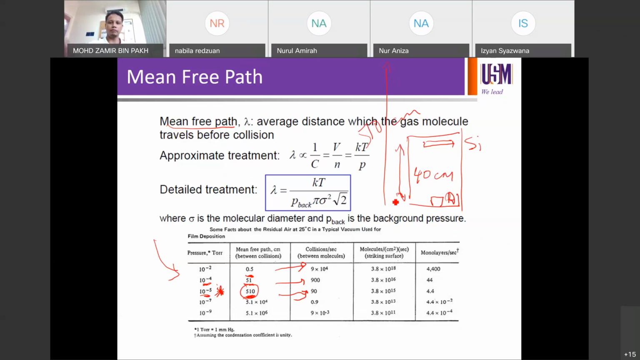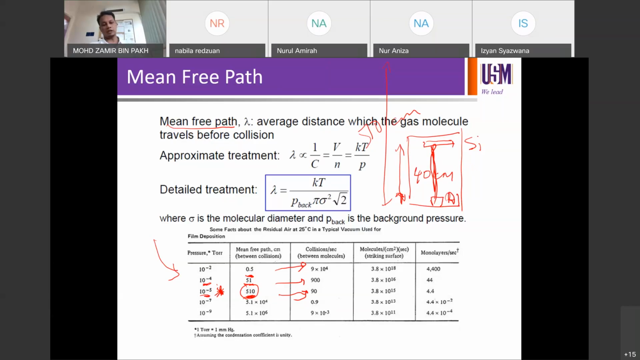So the distance that your particles can survive is way longer than the separation distance between your source and the substrate. That means along the way, the precursor is going to experience more or less 90 collisions per second while traveling from there to there, perhaps less than that because the separation distance is only like 40 cm. So that's normally enough for an evaporation system.